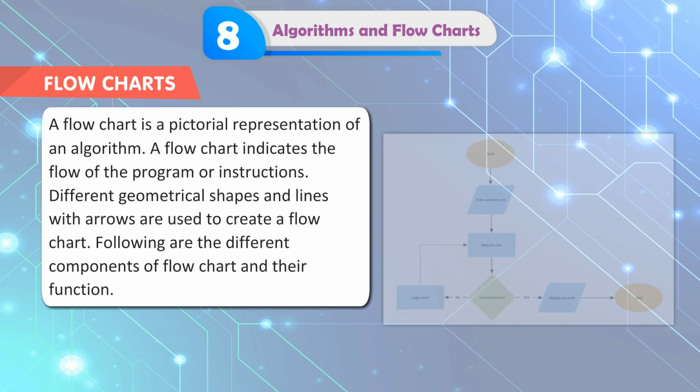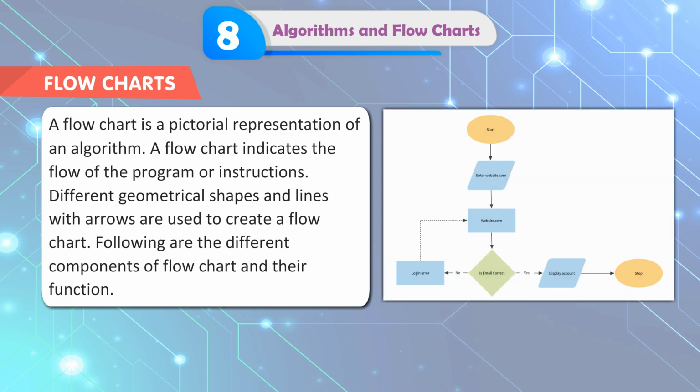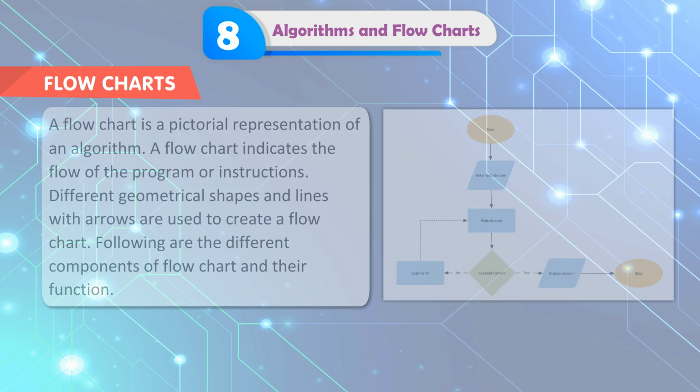Flowcharts. A flowchart is a pictorial representation of an algorithm. A flowchart indicates the flow of the program or instructions. Different geometrical shapes and lines with arrows are used to create a flowchart. Following are the different components of a flowchart and their functions.